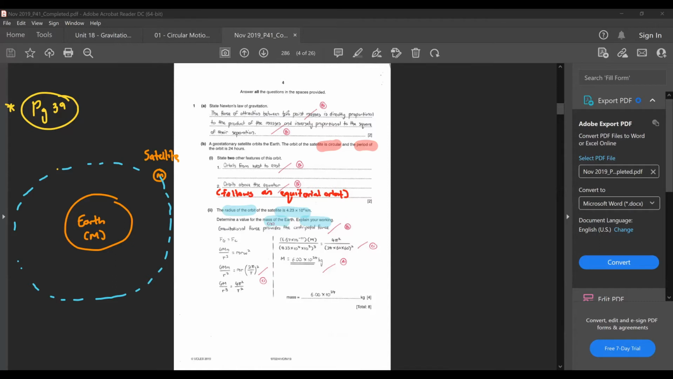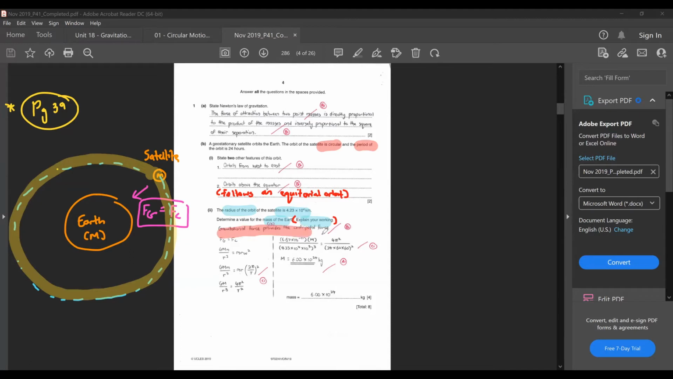So in your case, out of the many examples that you have done previously, you know that the satellite always has a gravitational force of attraction with the Earth. And this gravitational force of attraction is actually providing your centripetal force so that your satellite can move in a circle like this. So when you say explain your working, a lot of times it is always referring to you having to write this statement. Gravitational force provides the centripetal force. Gravitational force is the centripetal force. Only then will you go to Fg equals to Fc.